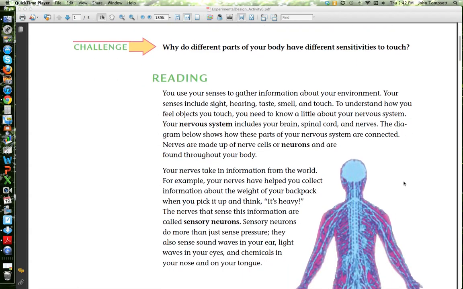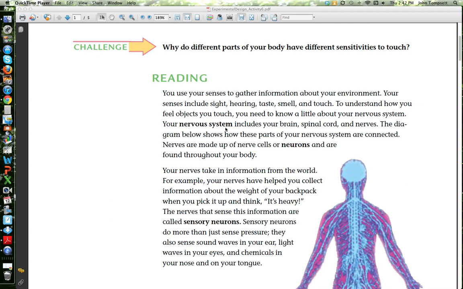You use your senses to gather information about your environment. Your senses include sight, hearing, taste, smell, and touch. To understand how you feel objects you touch, you need to know a little bit about your nervous system. Your nervous system includes your brain, spinal cord, and nerves. The diagram below shows how these parts of your nervous system are connected. Nerves are made up of nerve cells or neurons and are found throughout your body.